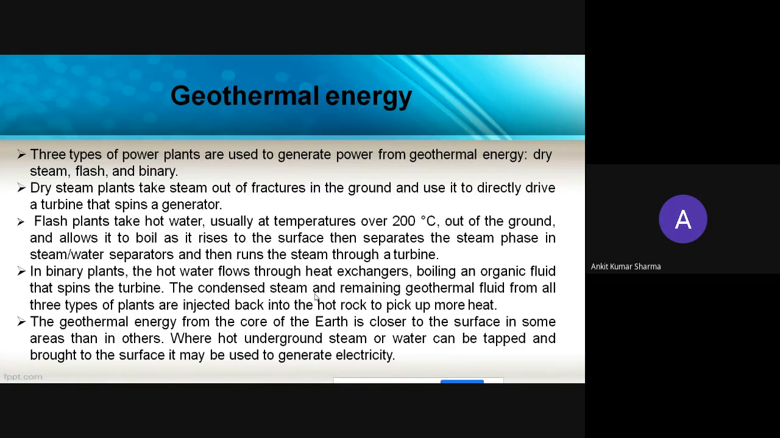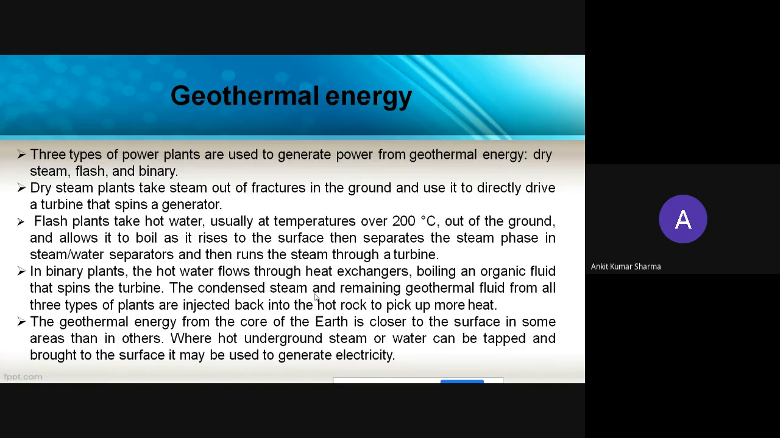In a binary plant, the hot water flows through a heat exchanger, boiling an organic fluid that spins the turbine. The condensed steam and remaining geothermal fluid from all three types of plants are injected back into the hot rock to pick up more heat.